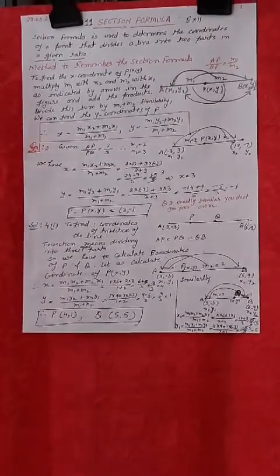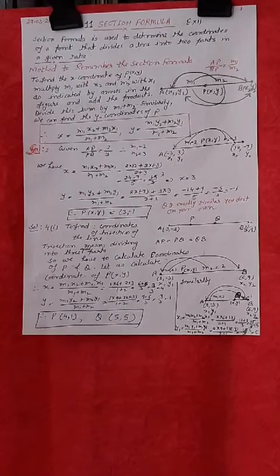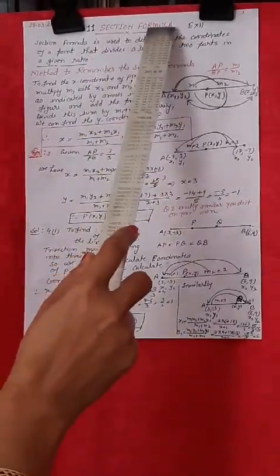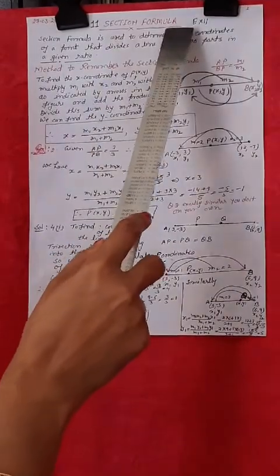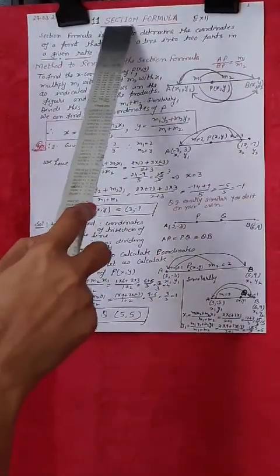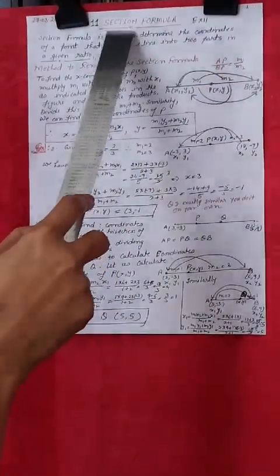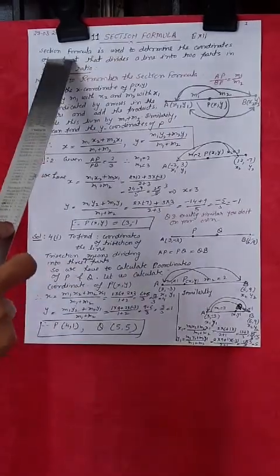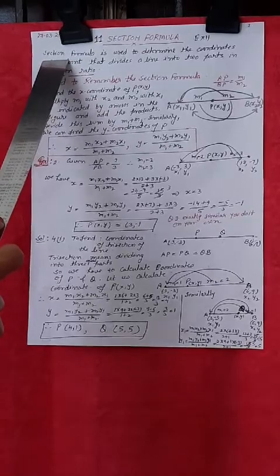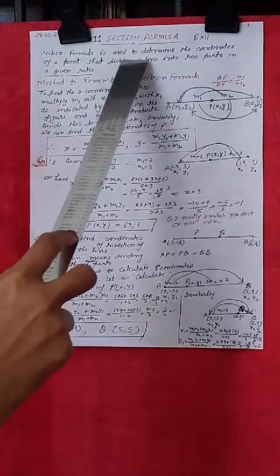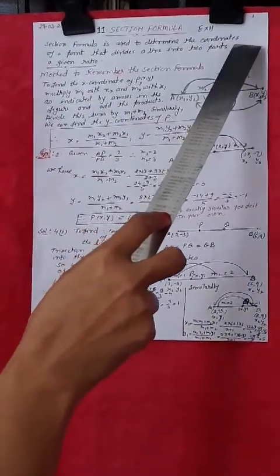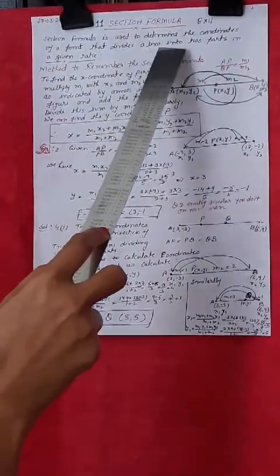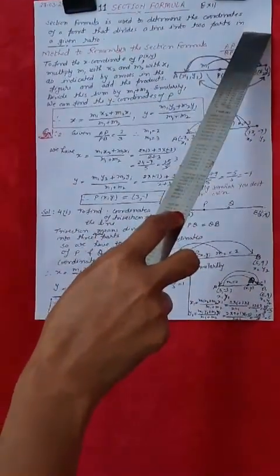Okay. So, today we are going to start chapter 11, Section Formula. As the word section means, the literal meaning of this is division. So, the section formula is used to determine the coordinates of a point that divides a line into two parts in a given ratio.